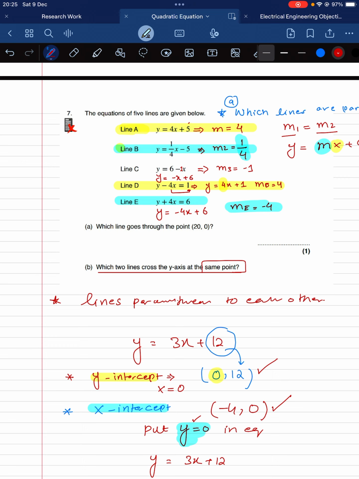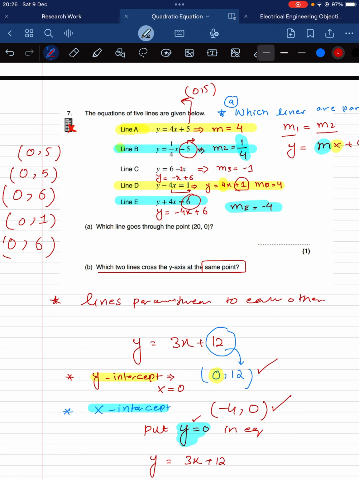So the y-intercept of the first line is 5, or you can write (0, 5) because x is 0 at this point. Let's write it over here. The first line has (0, 5), the second line has (0, -5). The third line has (0, 6), the fourth line has (0, 1), and the last line has (0, 6).